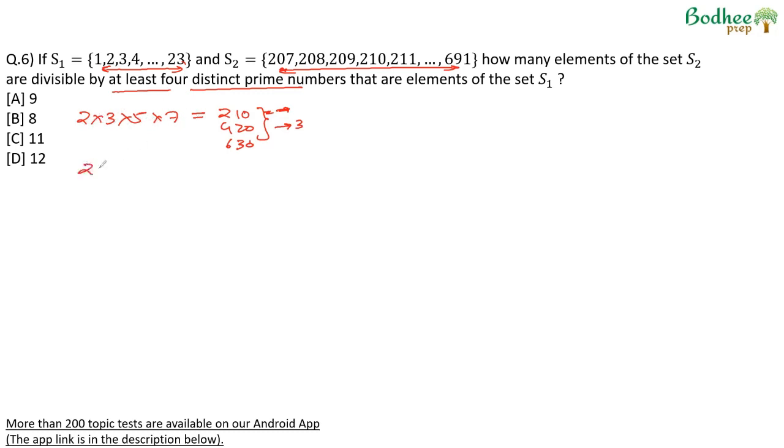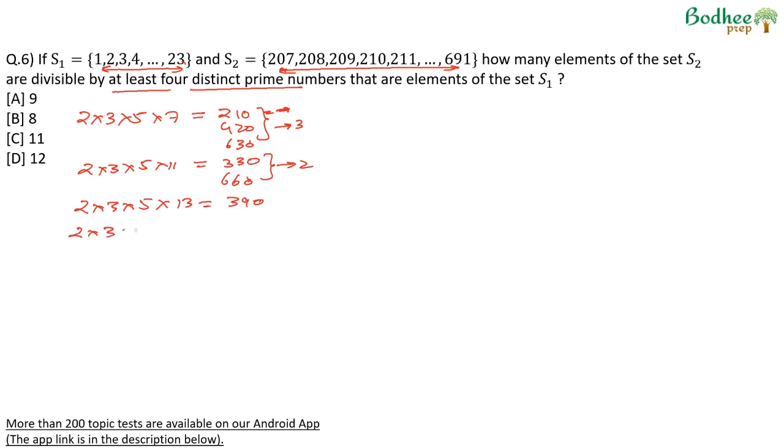Then we can make a case for 2, 3, 5, and 11, the next prime number. This will be 330. 330 can be multiplied by another 2 to get 660, which is still in the range. And both these numbers will be divisible by at least 4 distinct prime numbers. Similarly, we keep counting for 2, 3, 5. The next prime number is 13. This will be 390. 390 into 2, 780 crosses the limit.